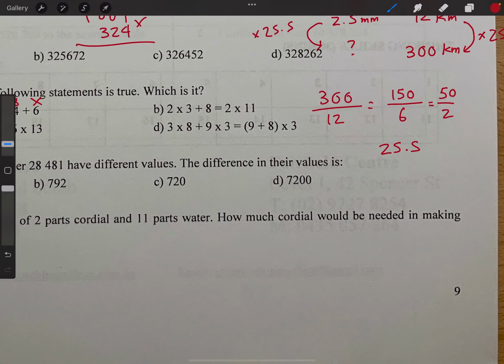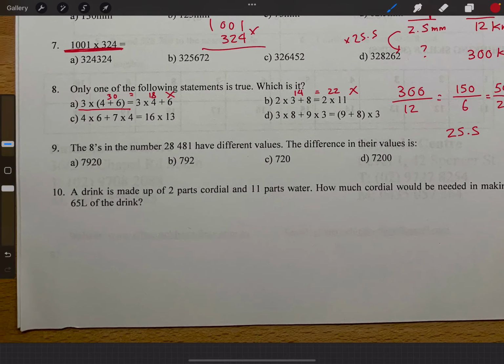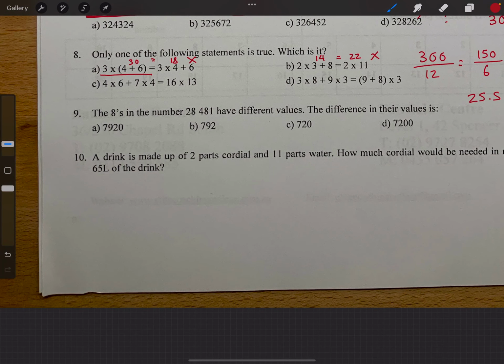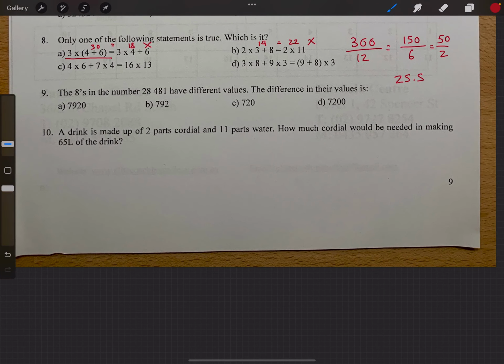So look at the left hand side of the equal sign. We've got to do multiplication first because that's the order of operations. So 2 times 3 is 6. 6 plus 8 will give me what? 14. Now let's see what the right hand side is. 2 times 11 is 22. 14 equals 22? No, not true. Okay. And then so it's going to be either C or D. You guys can work it out. Try and we'll see what you get.